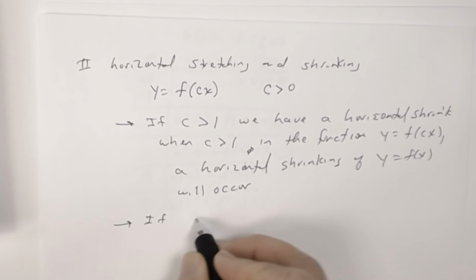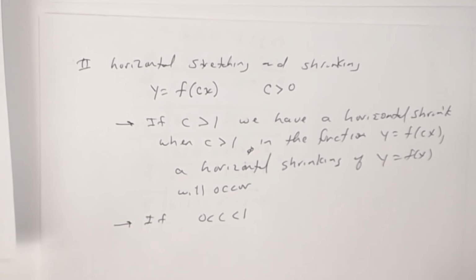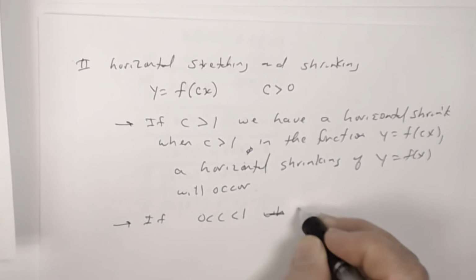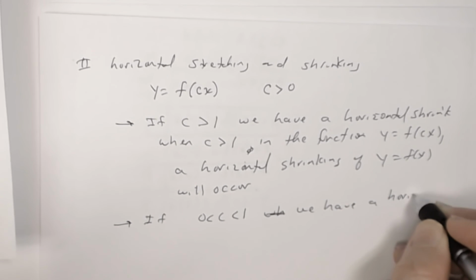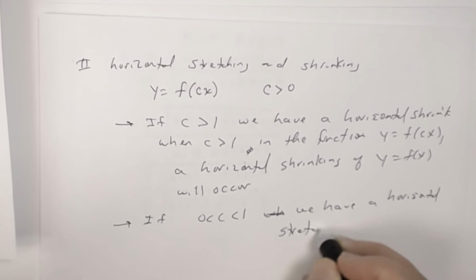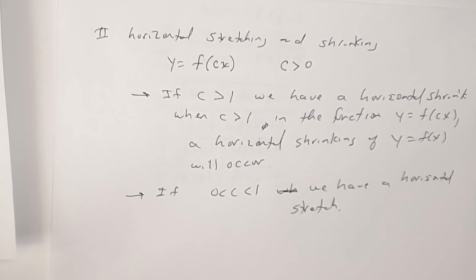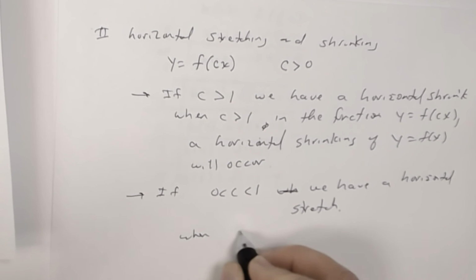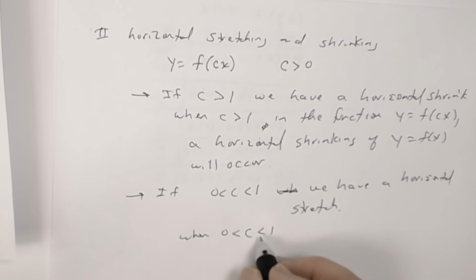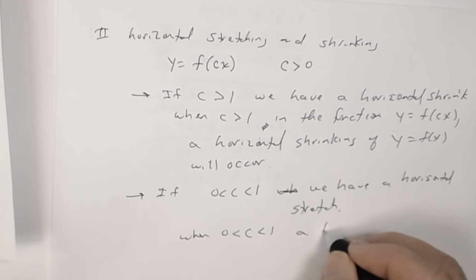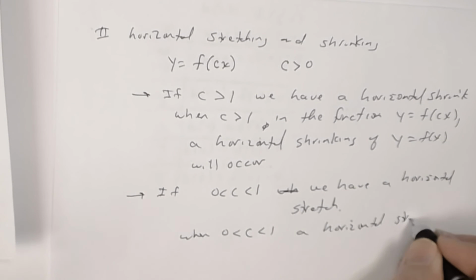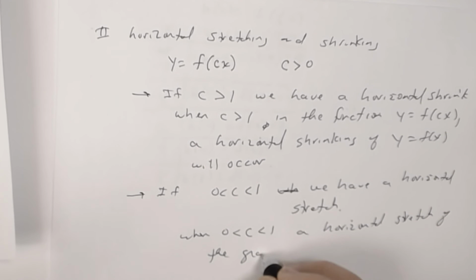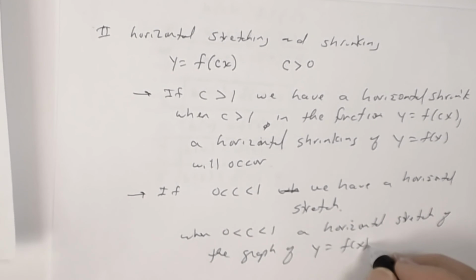Now if C is less than 1, which is this case here, but still positive, then we have a horizontal stretch. Okay, a horizontal stretch. So we're going to say this: when C is between 0 and 1, so C is less than 1, still positive, a horizontal stretch of the graph of y equals f of x will occur.